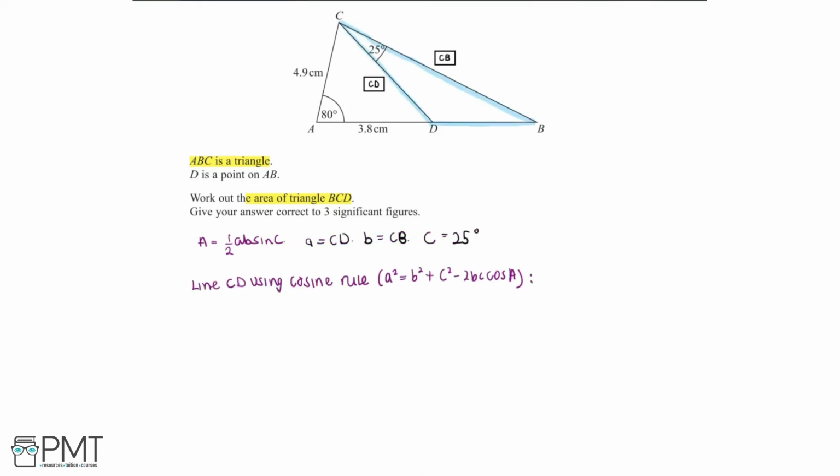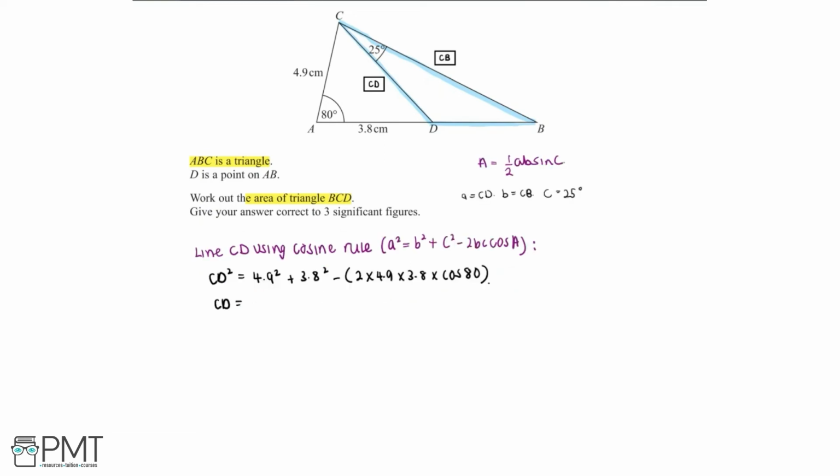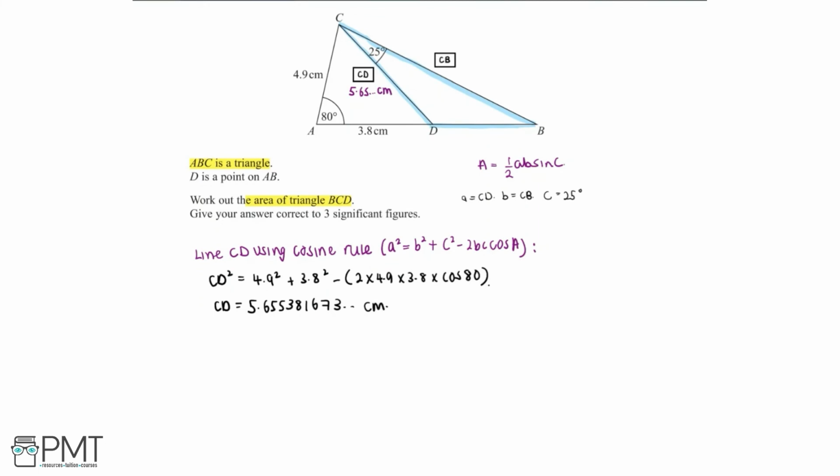So we can start by finding the line CD using the cosine rule. And so we can say that CD squared is equal to 4.9 squared plus 3.8 squared minus 2 times 4.9 times 3.8 times cos 80. And so putting these values into our calculator, we can see that the line CD is equal to 5.65538167 centimeters.